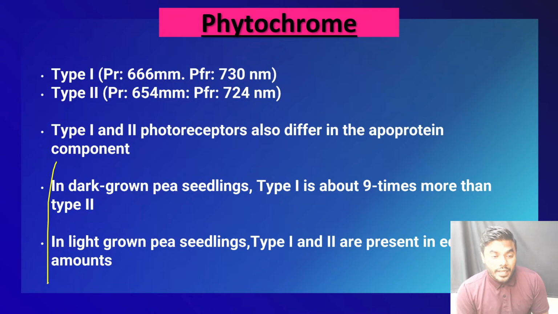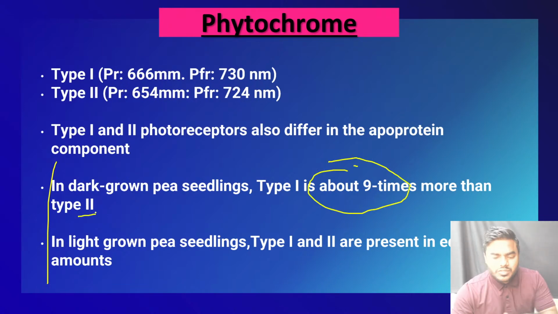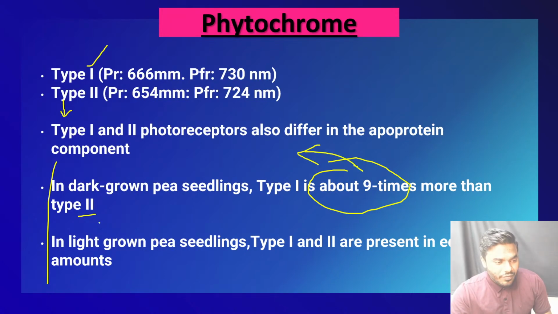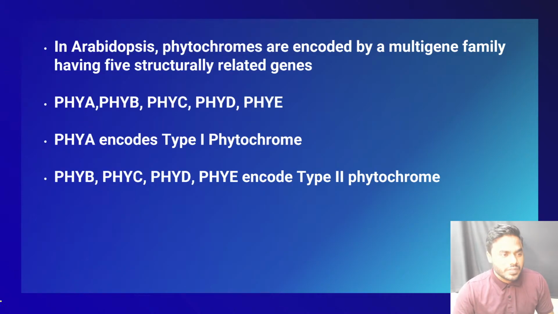In dark grown or etiolated seedlings, type 2 cannot survive for a longer time without light, so that's why type 1 is more in number than type 2. I'm so sorry, I said it opposite. Type 1 can survive in the absence of light for a longer time, but not type 2. That's why in the dark grown pea seedling, type 1 is more in number, whereas type 2 is less in number. In light grown, of course, type 1 and type 2 are present in equal amounts.